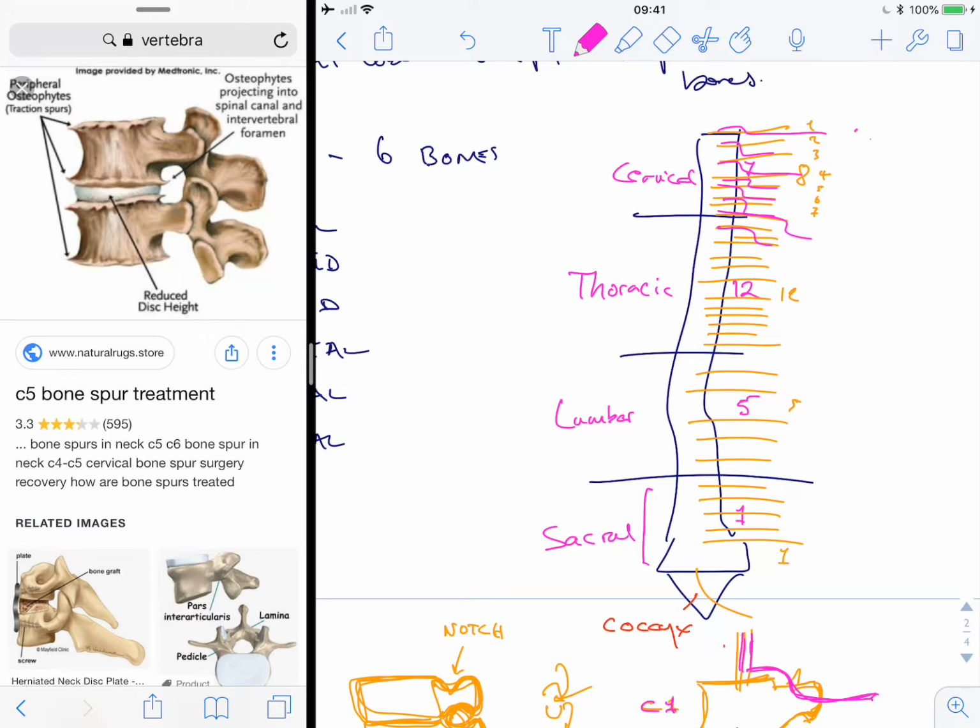So you have a foramen formed between two. So you have a foramen here, between 1 and 2, between 2 and 3, between 3 and 4, between 4 and 5, between 5 and 6, between 6 and 7, and between 7 and the thoracic one. And T1, so you have 1, 2, 3, 4, 5, 6, 7. 7 cervical spinal nerves. And C1 and C0 is what we call it. So if we're trying to say which nerve, we can say spinal nerve C0-C1, C1-C2, C2-C3, and so on.